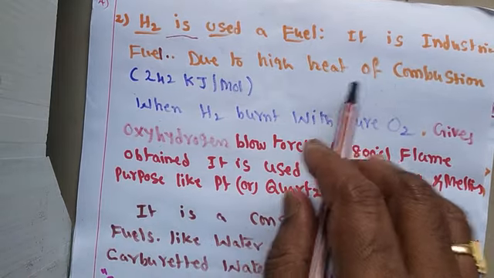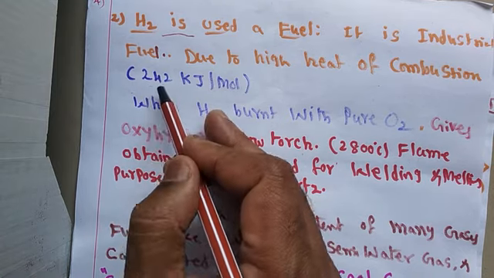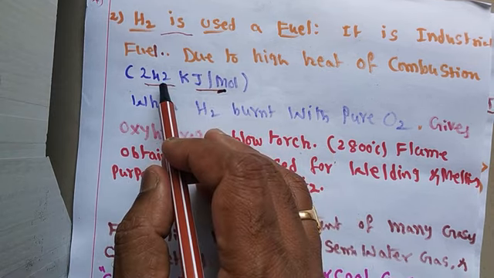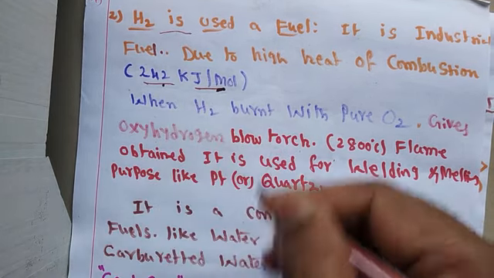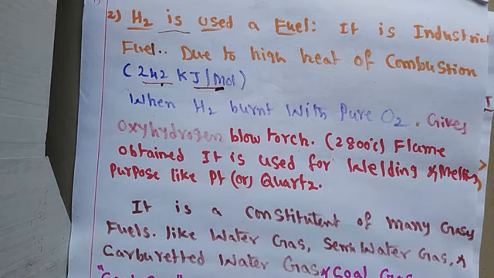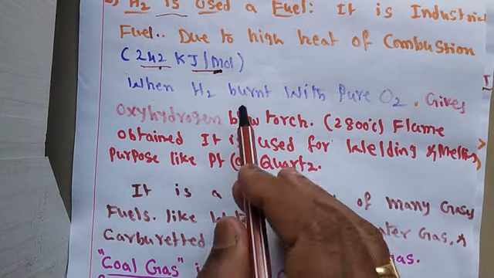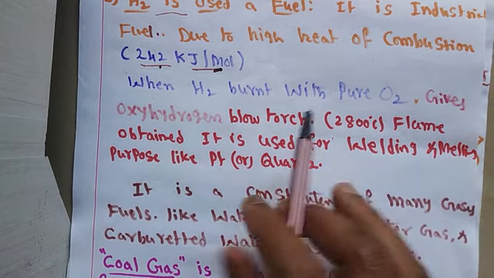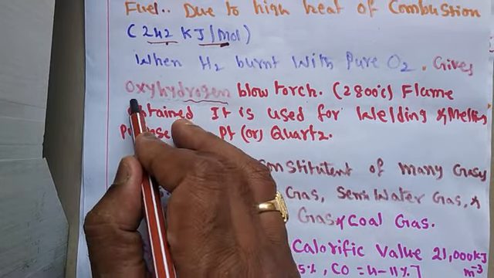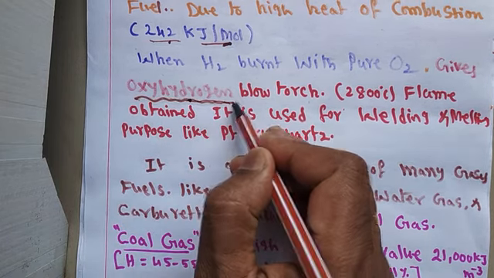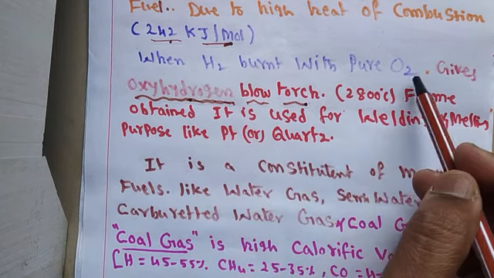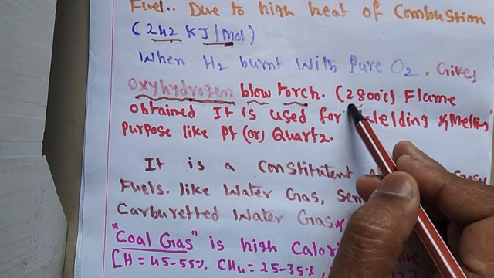Now, due to the high heat of combustion, how much? 242 kilojoules per mole. It means 1 mole of hydrogen on combustion liberates 242 kilojoules of heat. That's why it is one of the industrial fuels, children. Now hydrogen burning with pure oxygen gives a large amount of heat. That is called the oxyhydrogen blowtorch.